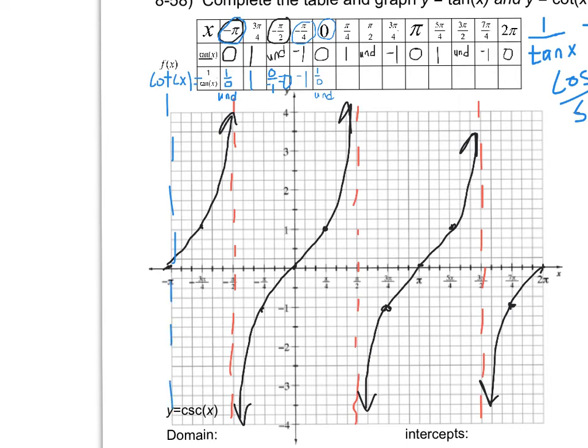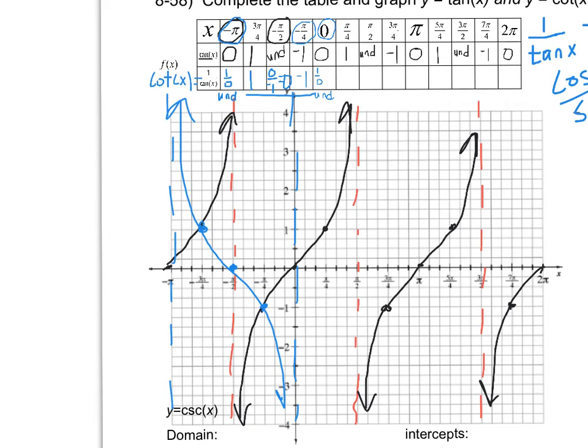At 0, I have a vertical asymptote. And in between, at negative pi over 2, I have an x-intercept of 0. At negative 3 pi over 4, I'm at a positive 1. And at negative pi over 4, I'm at a negative 1. And if I connect these, I have another S-curve, just going in a little bit different direction, with different x-intercepts and different asymptotes.